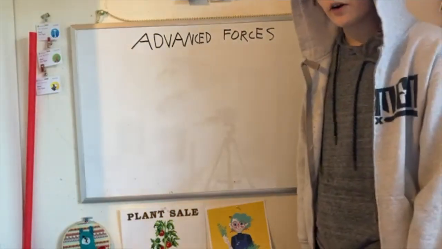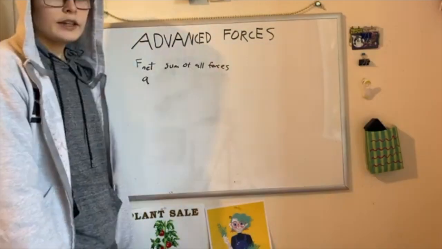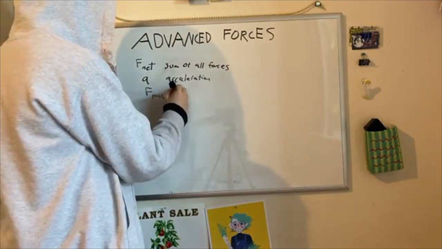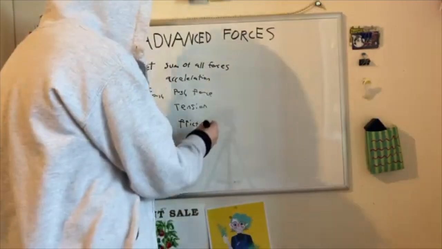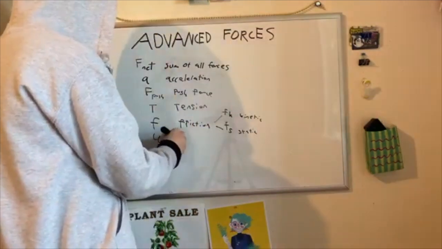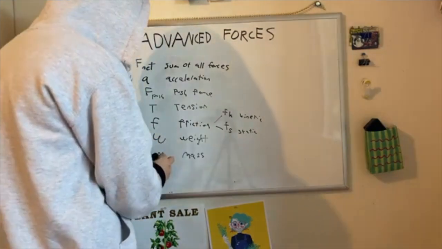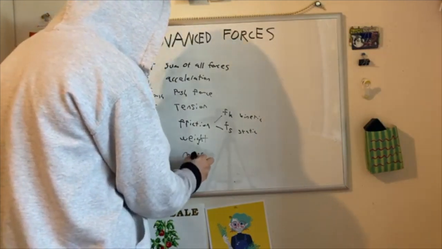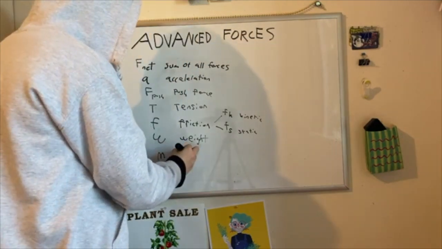Now, I'm gonna list off all the variables that you need to know. F net is the sum of all forces. A is acceleration. F push, this is a push force. T is tension. The lowercase f is friction. And then from that, we have kinetic friction, Fk, and static friction, Fs. Weight. Some people call it G for gravity, but I think that's stupid. And then we have N, which is normal force. Some people call it natural force. Some people are wrong. And then finally, we have M, which is mass.